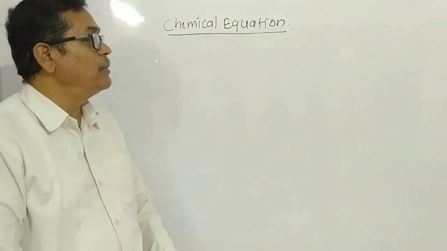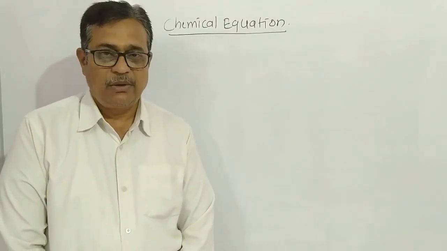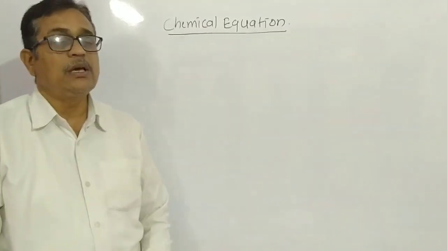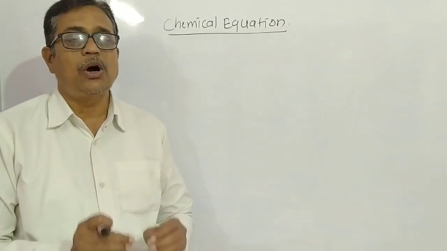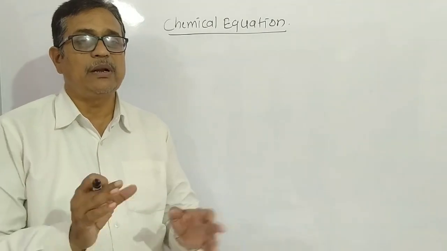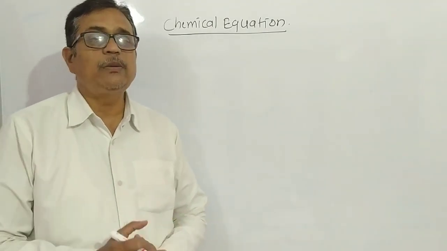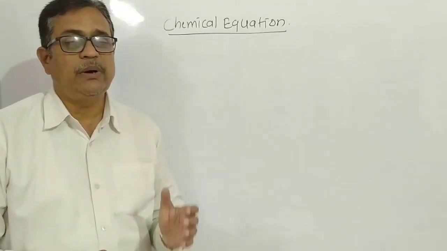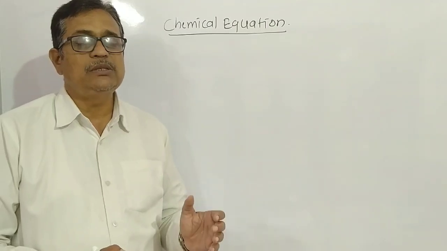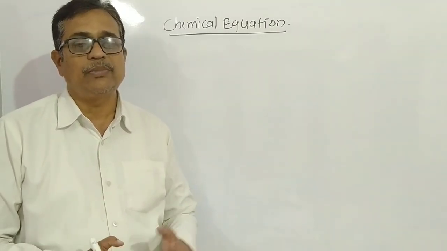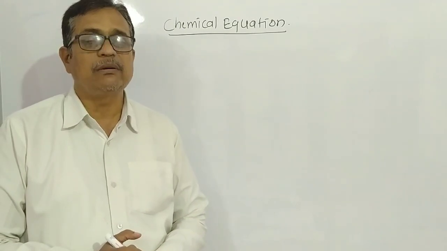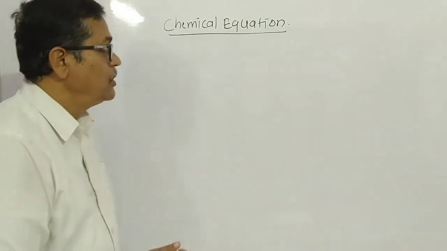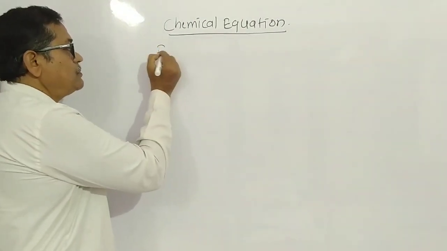But what is the meaning of chemical equation? Chemical equation is a short representation of a chemical reaction. A chemical reaction represented by using molecular formulas and symbols of reactants and products is called a chemical equation, and that is the definition of chemical equation. But before that, we take one example.